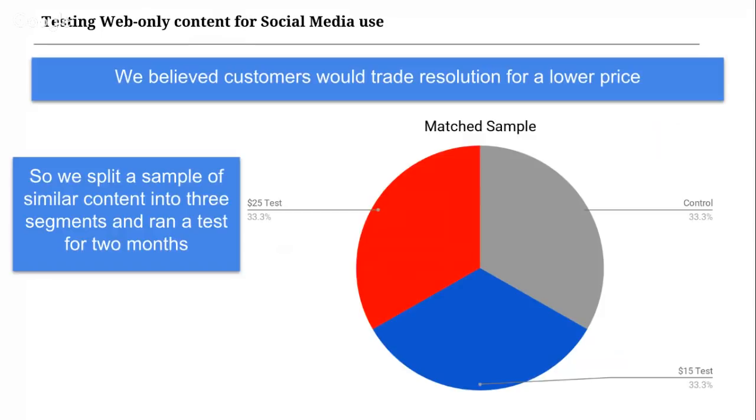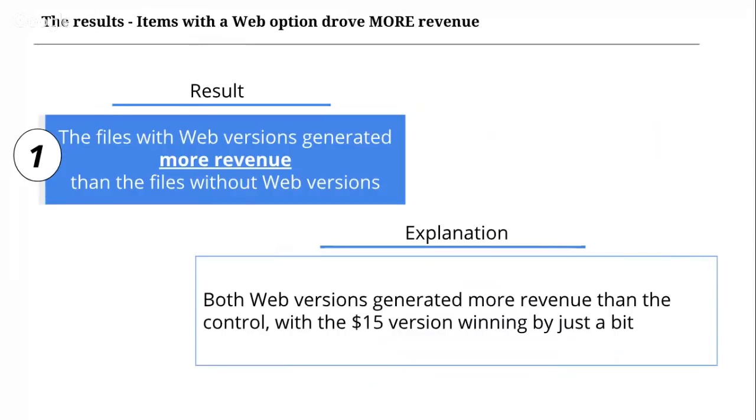I've been doing this for almost 25 years now. I have never seen, well, not never, a handful, less than 5 tests that were as clear as the results here, and they were pretty outstanding. So let me go right to it. Number 1, items that we offered with a web option drove more total revenue. Any clip that was offered with a web-only variant generated more revenue. Both web versions, meaning the $15 and the $25 price point, generated more revenue than the control with no web price point. And the $15 version won by just a little bit.